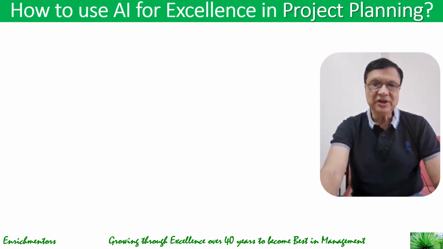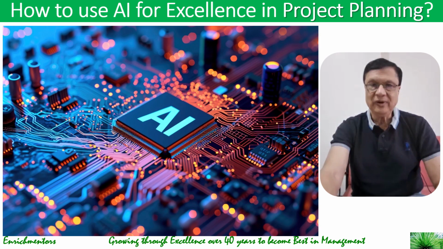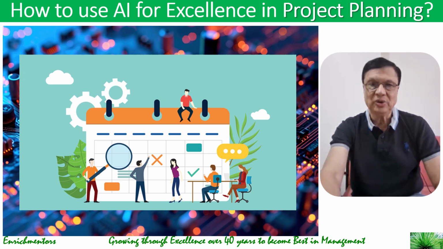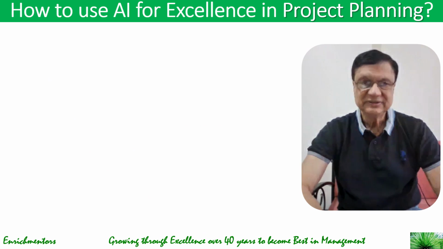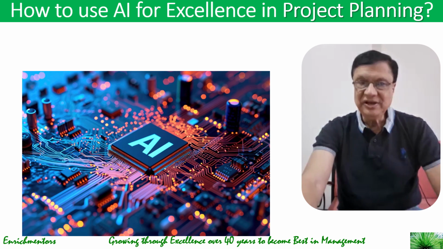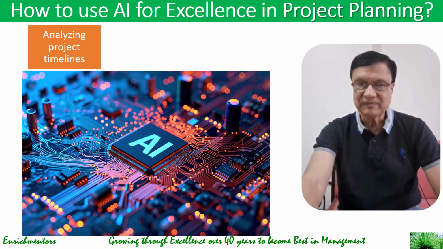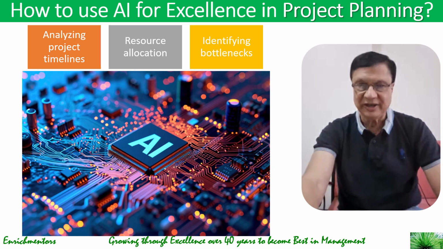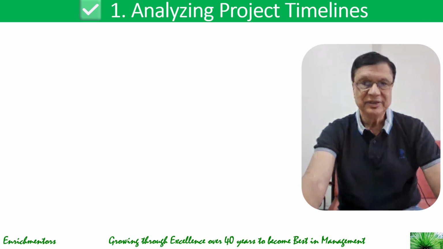So, how do you think you can use AI for excellence in project planning? Any thoughts? Anything that you know? AI can be a powerful tool for analyzing project timelines, allocating resources, and identifying bottlenecks. Now, how does AI help managers prioritize tasks and use resources more efficiently? Let's take a look as we go forward.